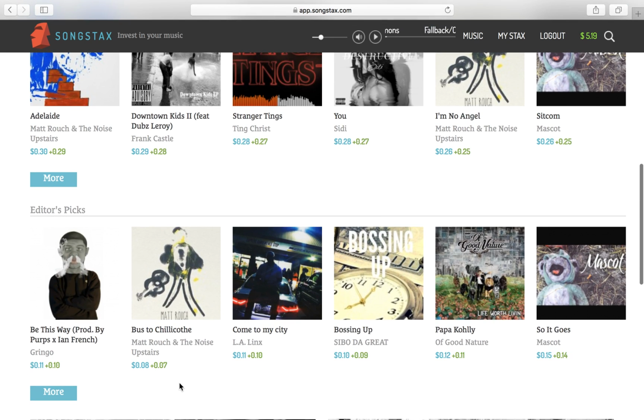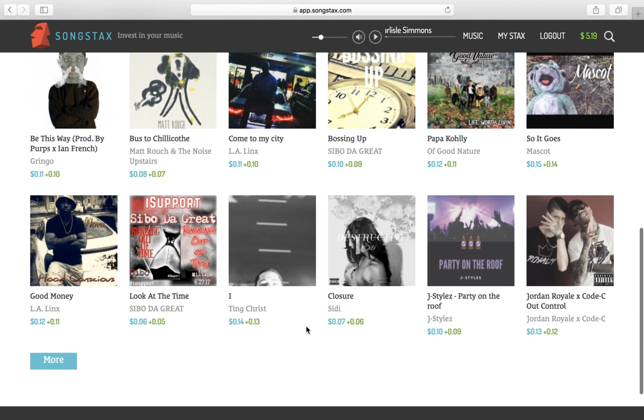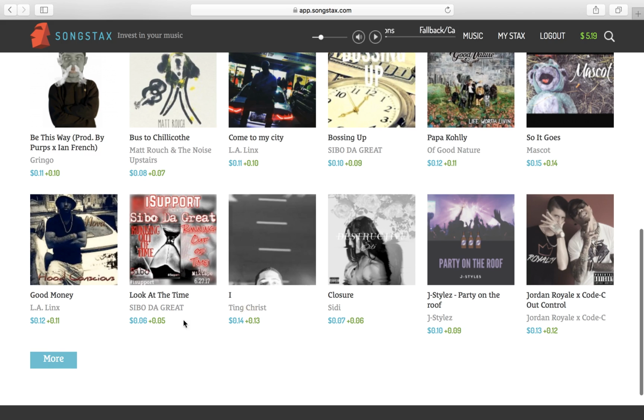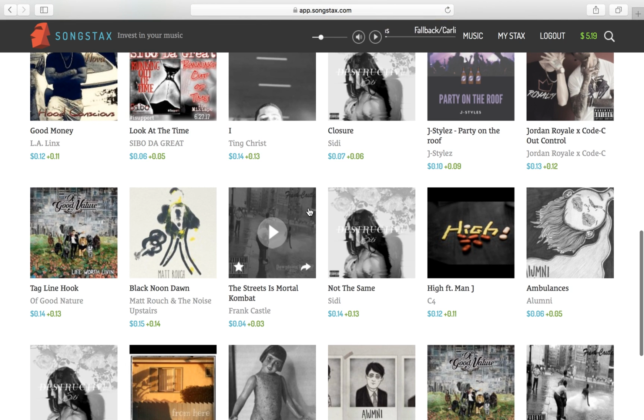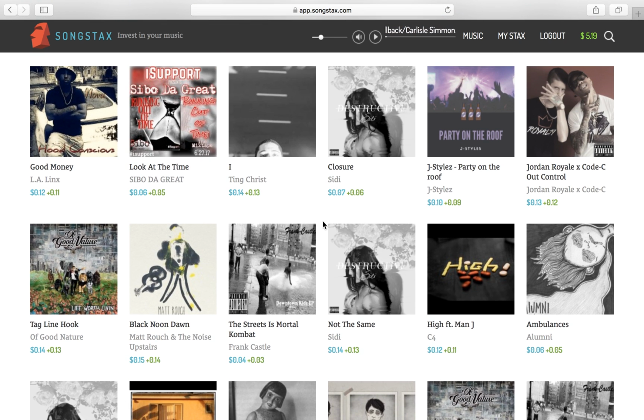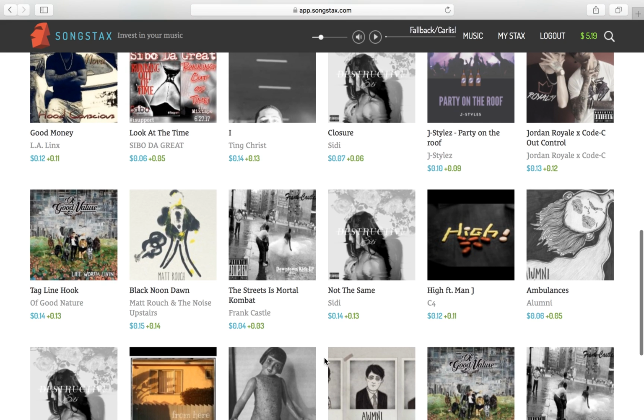Other than that, you could look through some of the sections. A lot of times there's some really good songs that are still rising, that have been out for a little while, and as more users come on, eventually they could still make a great profit. So it's important to look back and find those hidden gems that might be in there.